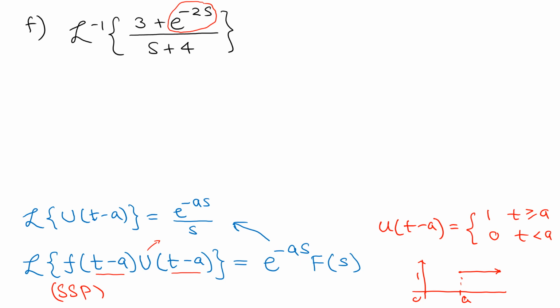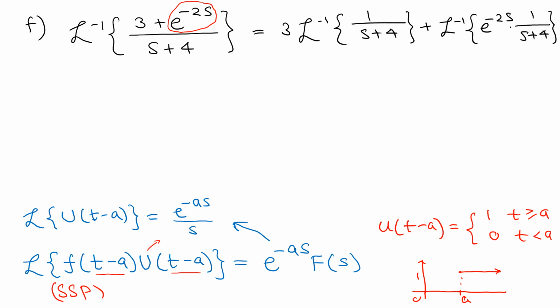Okay, so we can use the same idea here. We can first split the expression into two terms. The first one is just the e^(at) function; in this case a equals negative 4. So the first one is simply 3e^(−4t). The second one, we can use the second shifting property, and you can see this is the F(s), where F(s) is 1/(s + 4).